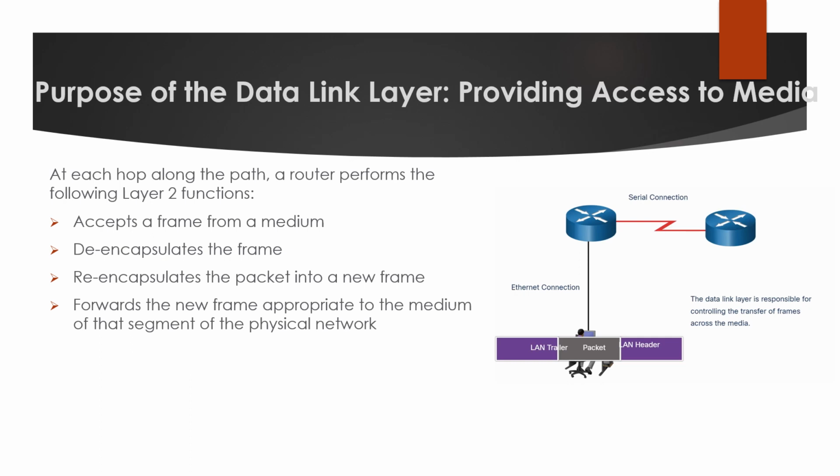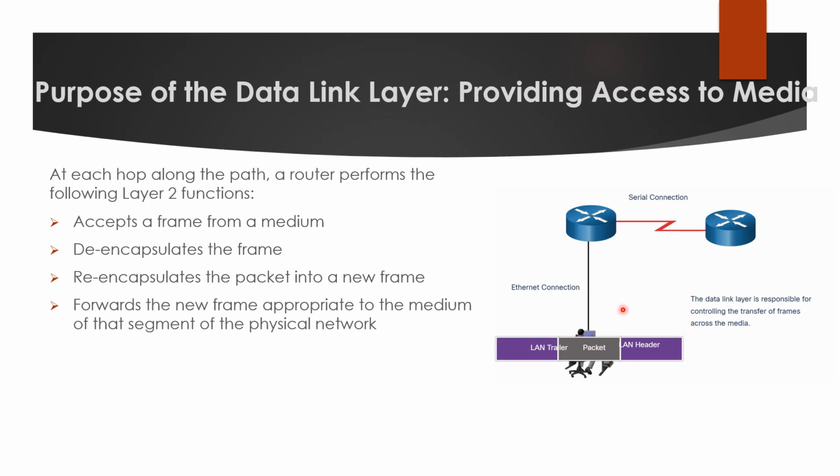In any given exchange of network layer packets, there may be numerous data link layers and media transitions. At each hop along the path, a router performs the following functions. It will accept a frame from a medium, de-encapsulate the frame, re-encapsulate the packet into a new frame, and forward the new frame appropriate to the medium of that segment of the physical network.